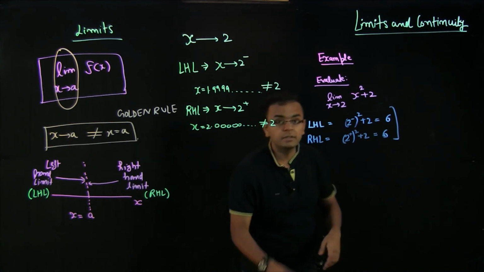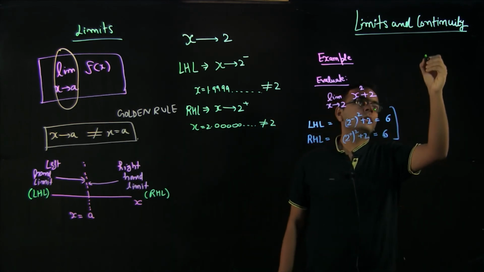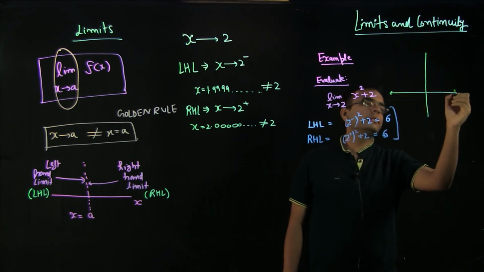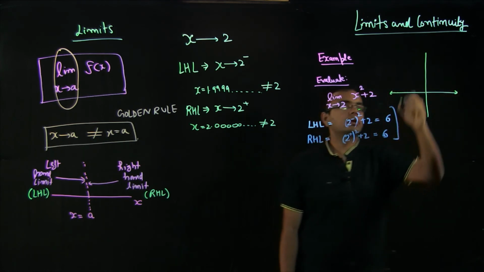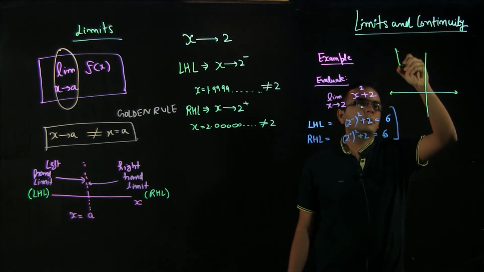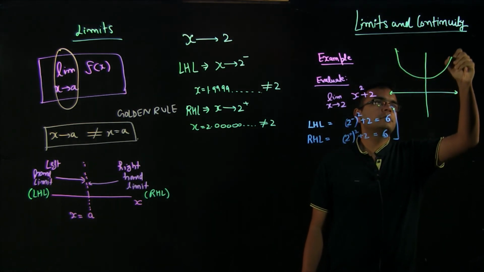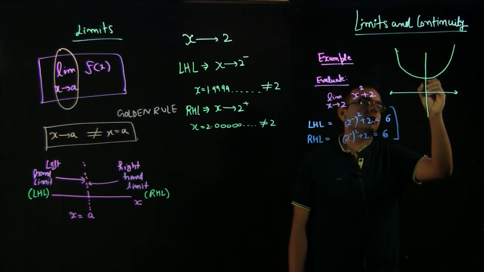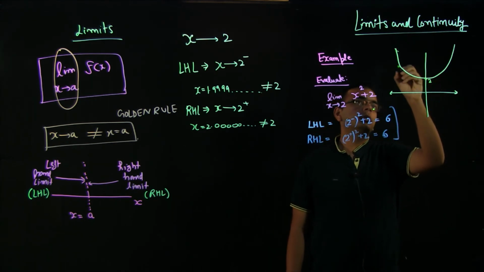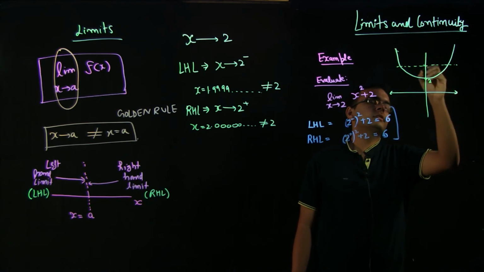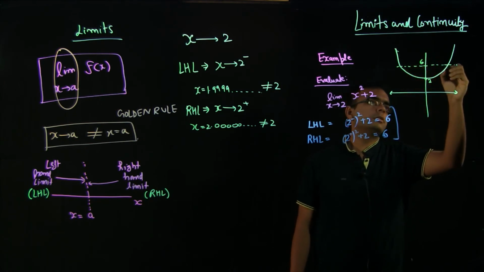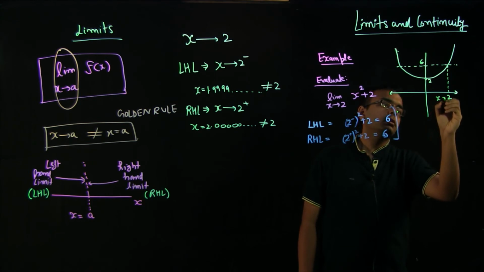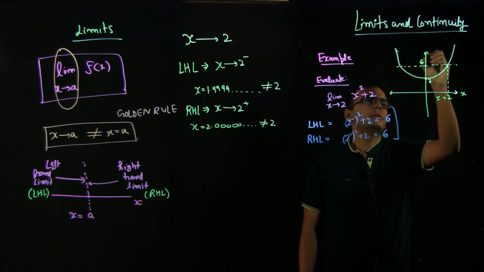If I want to look at this graphically, let us try to sketch x square plus 2. So you can probably very easily guess that x square plus 2 is something like this, a parabola opening upwards with a value of 2 at x equal to 0 and a value of 6 at x equal to 2, right? We sketch the graph.